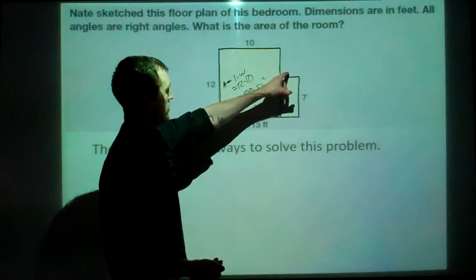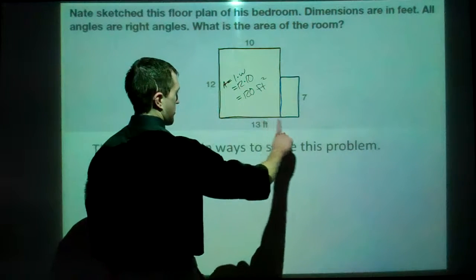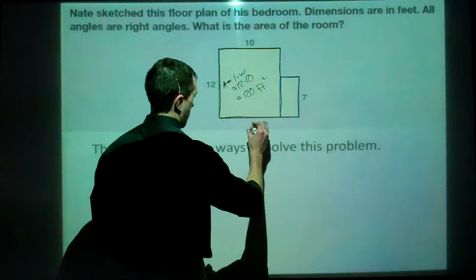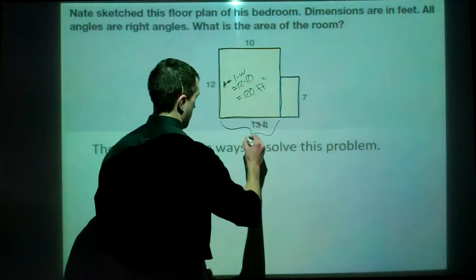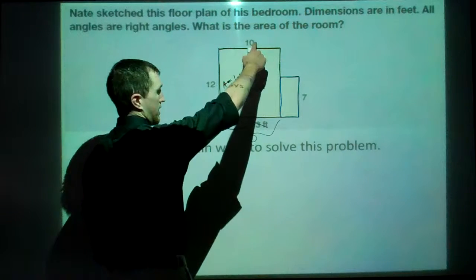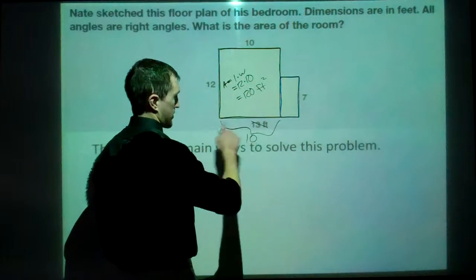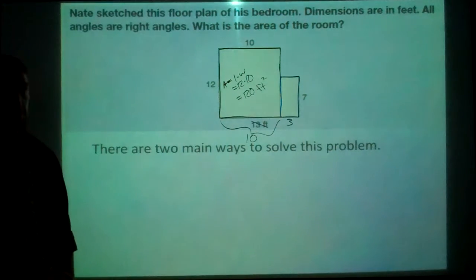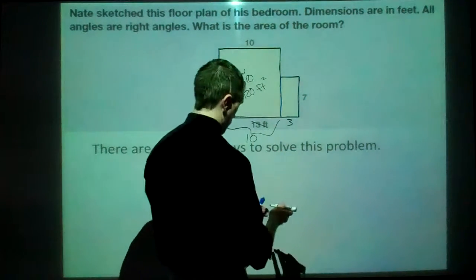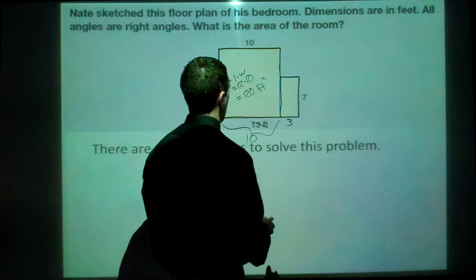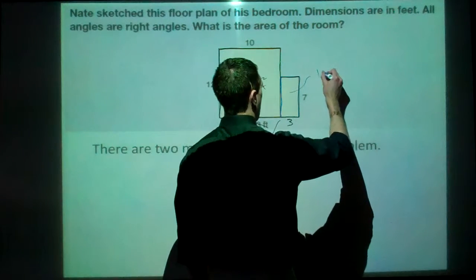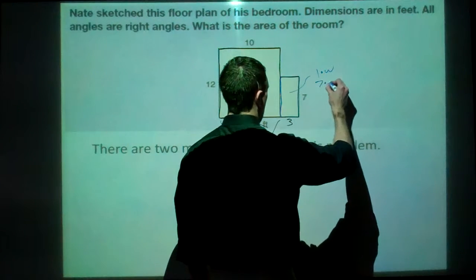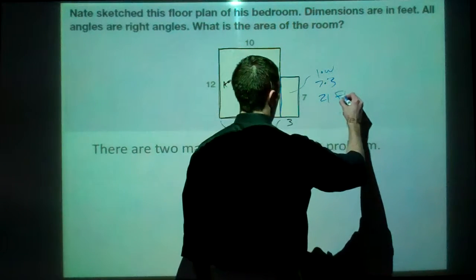Now, how do we figure out how long this side is? Well, I know that this is 13 feet, the whole thing. But I know that this is 10, because this is 10, this has to be 10. And if this whole thing is 13, this has to be 3. So now we have a 3 by 7. So this blue one should be length times width, which is, let's just do 7 times 3, 21 feet squared.